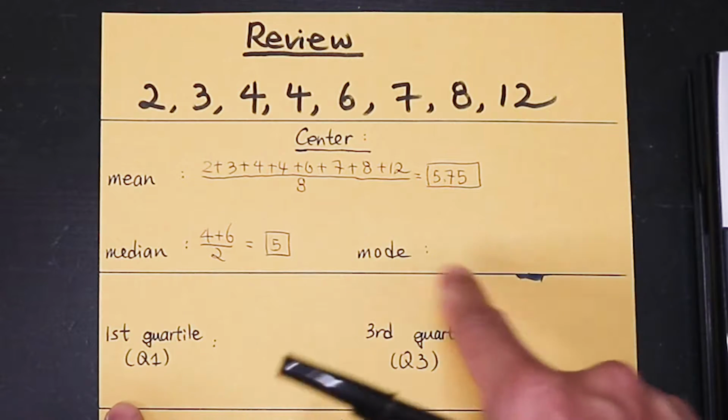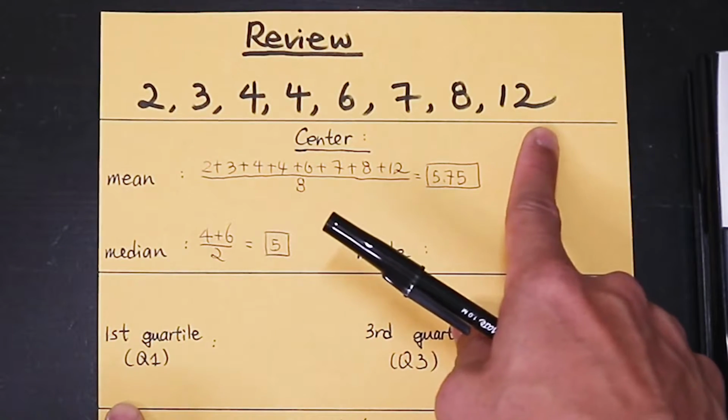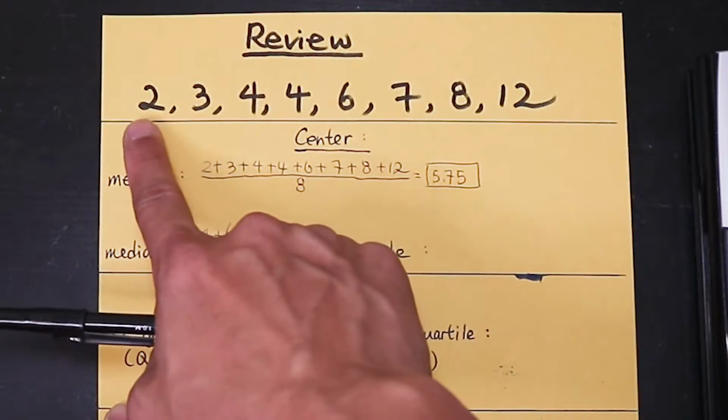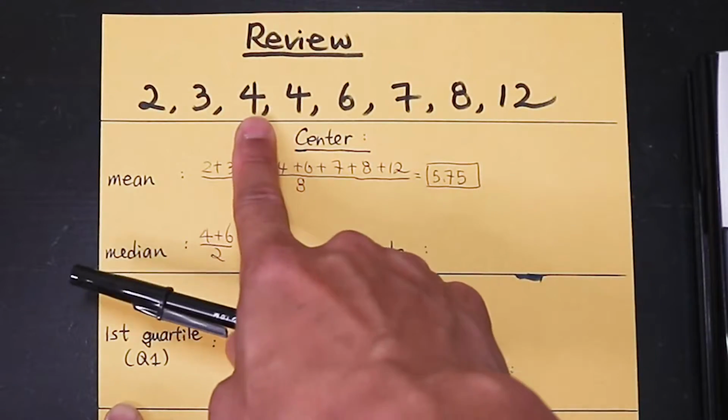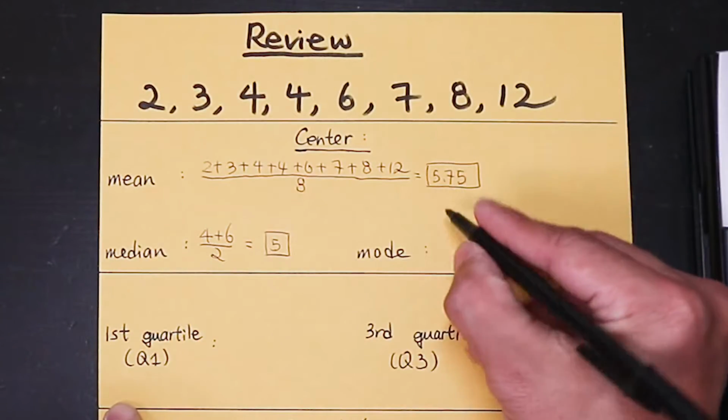Now, mode is the number that appears the most frequently in the data set. So which number appears more than once or appears the most? It is the number 4. So the mode in this case would be 4.